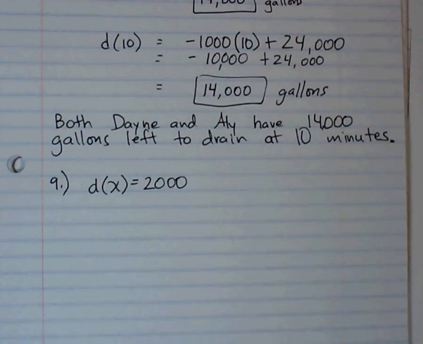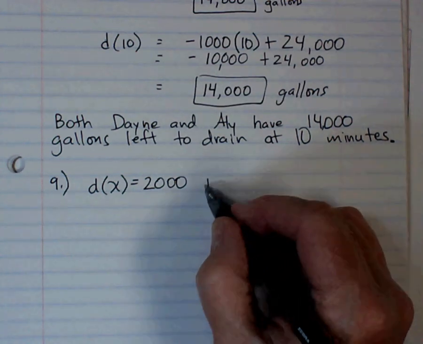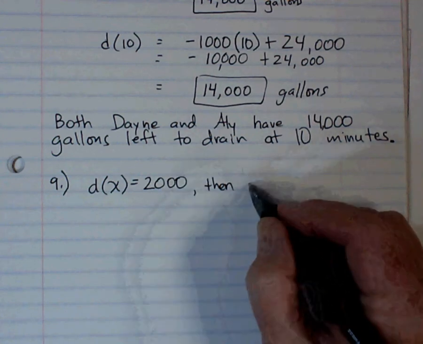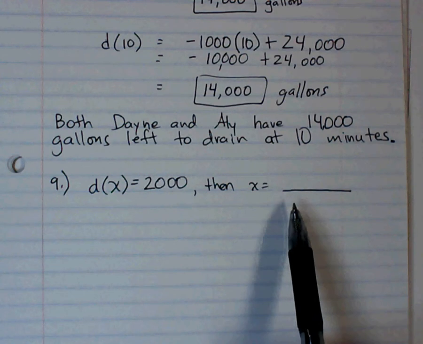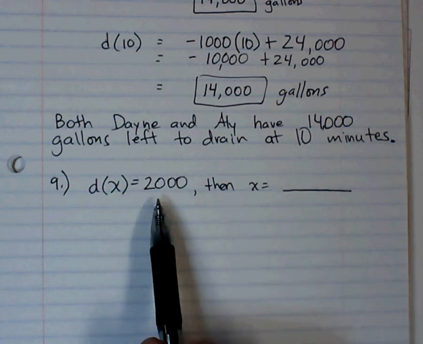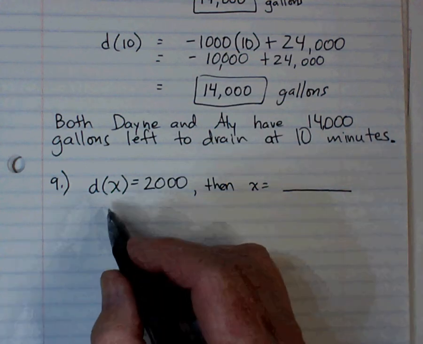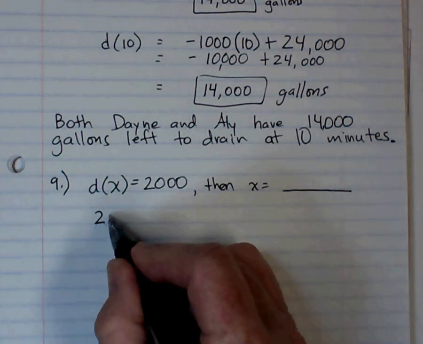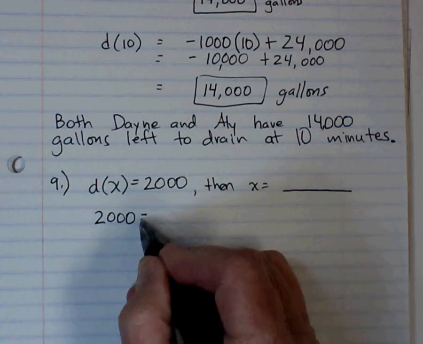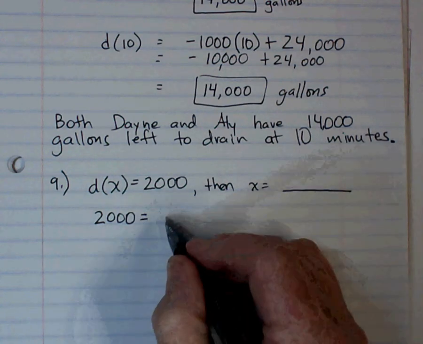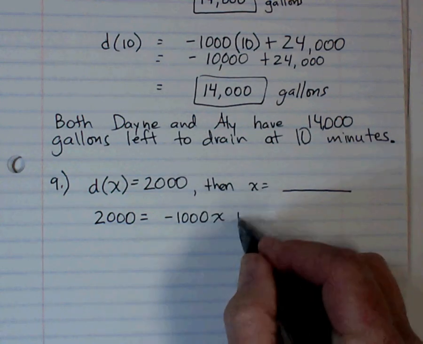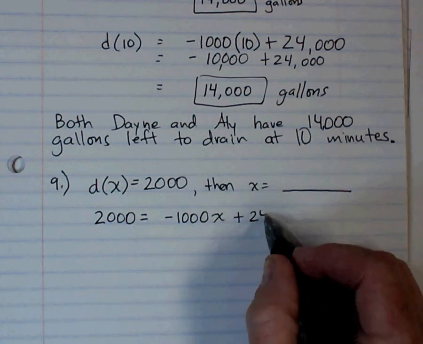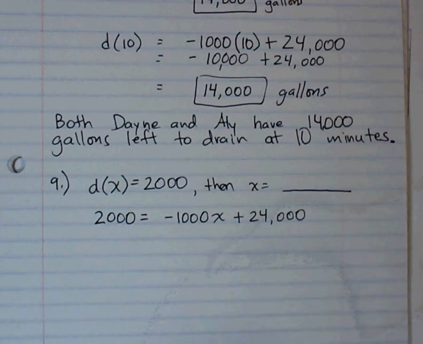So the question was, if d of x equals 2,000, then x equals blank. And what does that mean? What it's going to mean is the number of minutes where 2,000 gallons is left in the pool. So we just write it out like this. We say, okay, d of x is 2,000, just like solving an equation. And we had our equation, negative 1,000x plus 24,000. That's for Dane, remember?